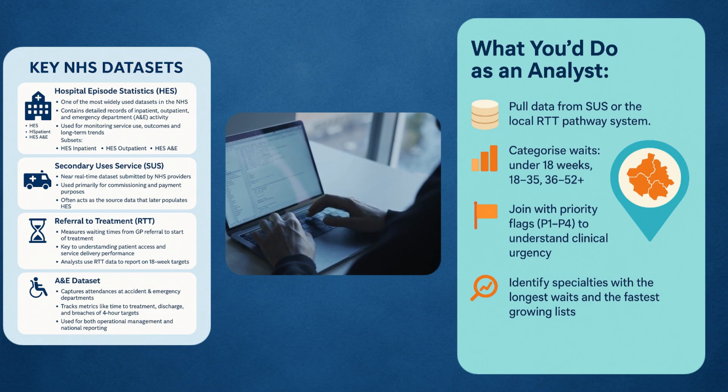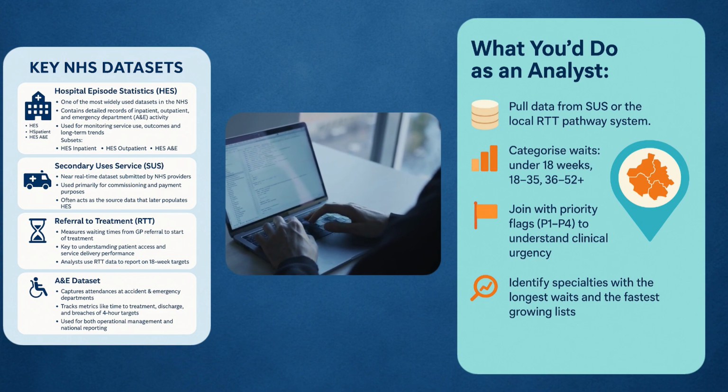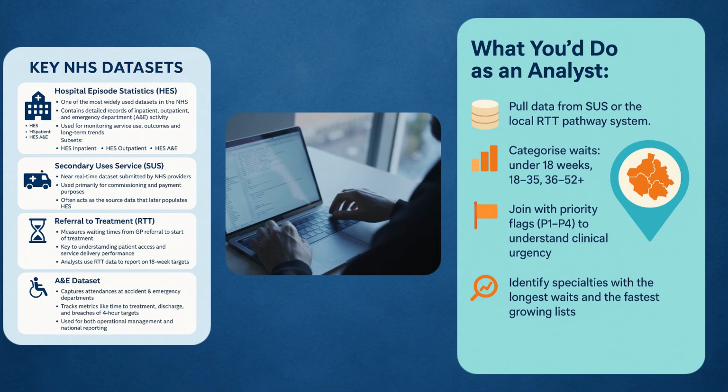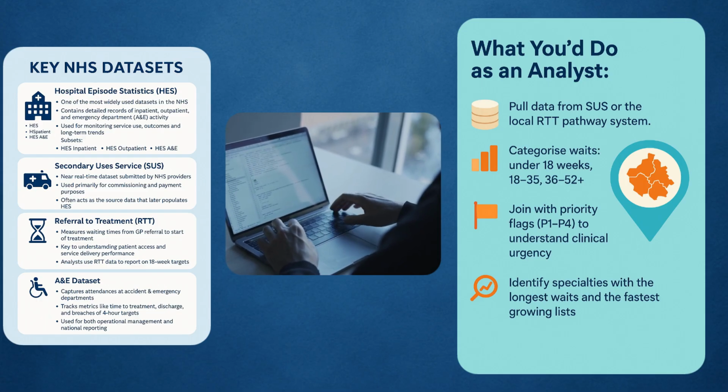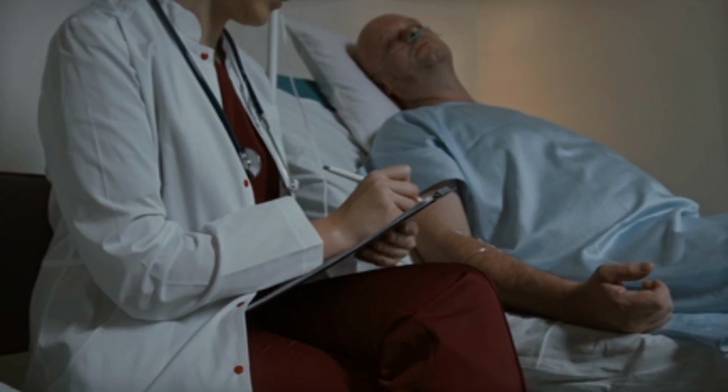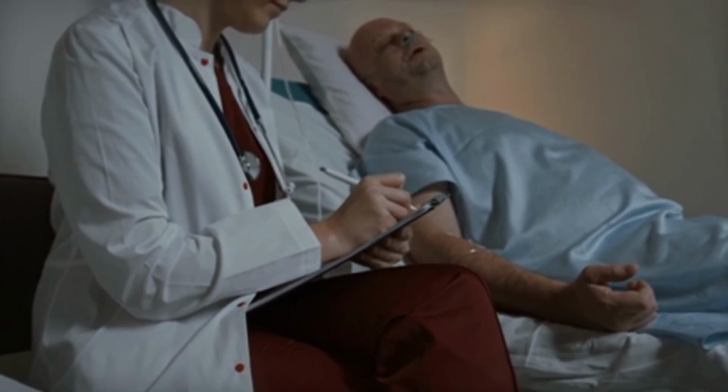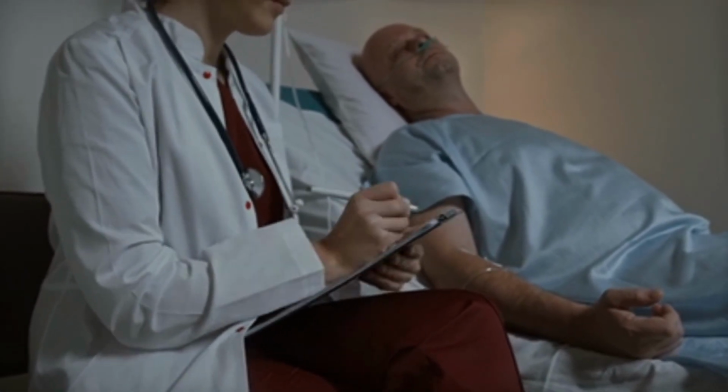Join with priority flags, P1 to P4, to understand clinical urgency. Then identify specialties with the longest waits and the fastest growing lists. Use Excel to clean the dataset, Power BI to visualize weekly movement, and SQL to automate queries weekly. The outcome should support decisions on weekend clinics, outsourcing elective procedures, or shifting staff resources.